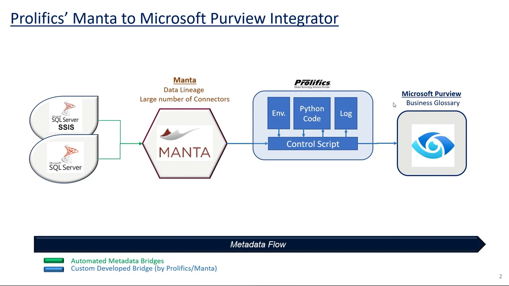Prolifics integrator has a control script orchestrating the work. The environmental scripts contain location and access information for Manta and Purview. Python translates Manta output to Purview input. Logs record progress and errors.